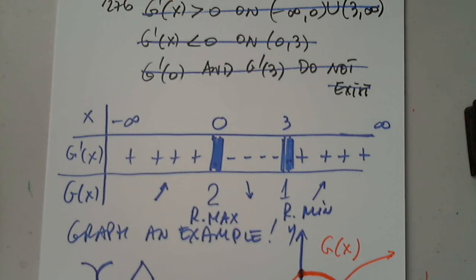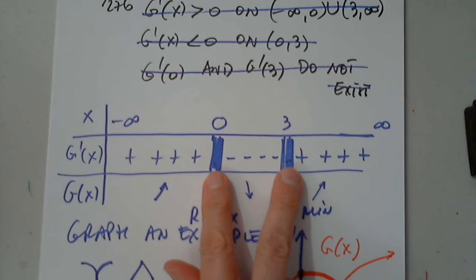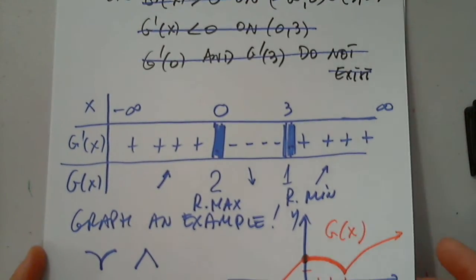I have a question real quick. Yes? You made it a cusp or a corner because it says the g prime of 0 and 3 do not exist. Exactly. Okay. Is this okay, everyone? Any questions on this?